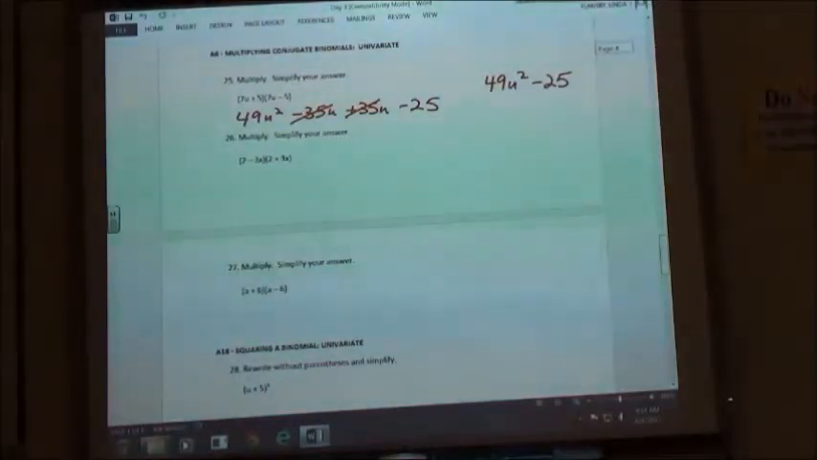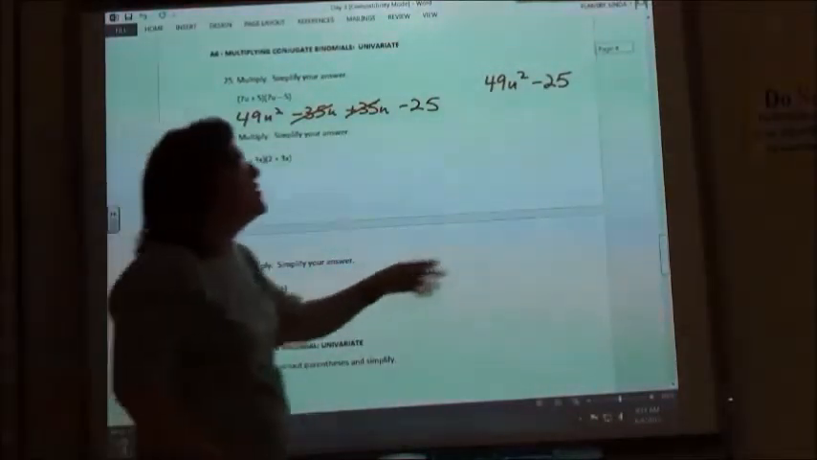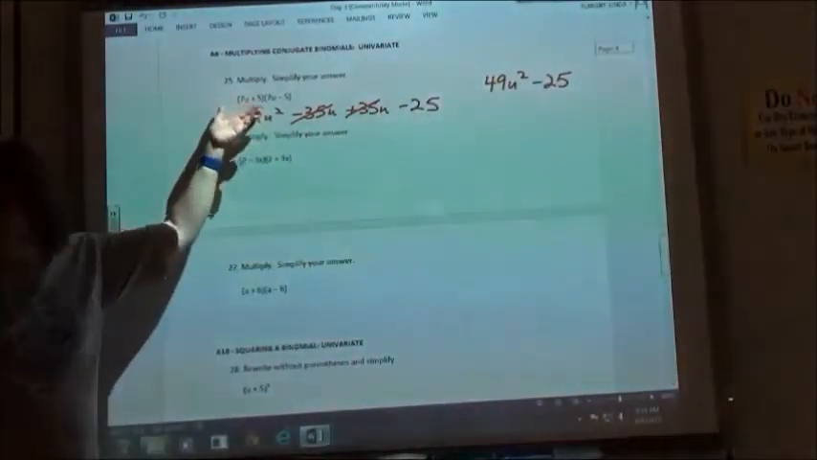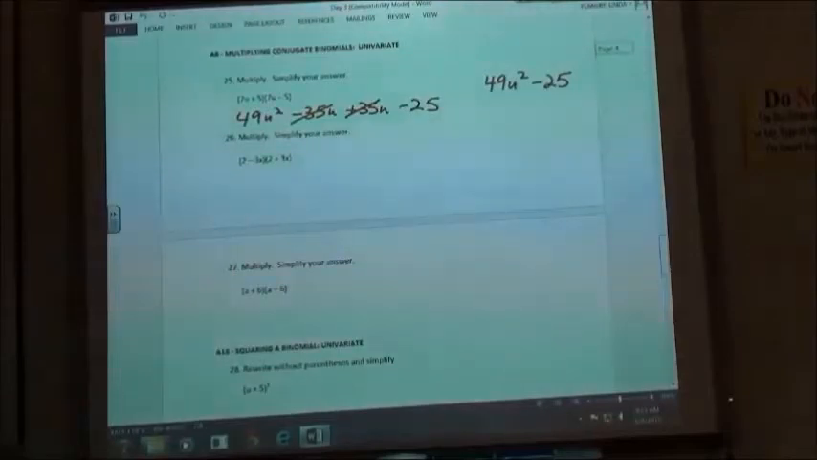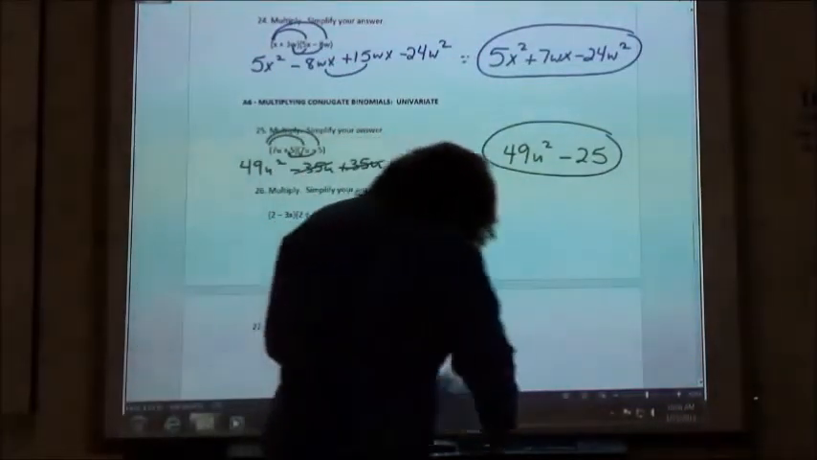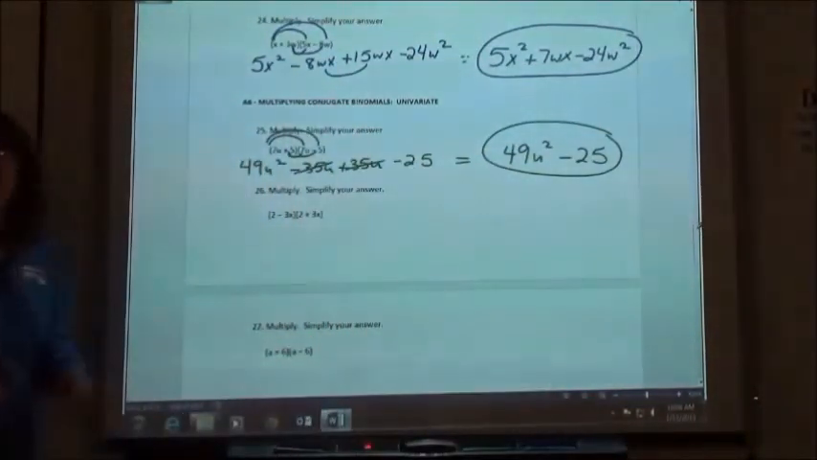The reason you like to recognize the difference of squares is because when you do factoring, if you recognize that's a difference of squares, you should know you're going to end up with conjugates, and it makes your factoring a whole lot easier. And so I just FOIL them out the normal way because, you know, I spend a whole lot of time learning 10 different things.